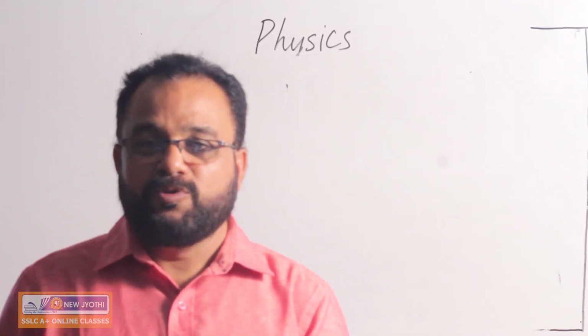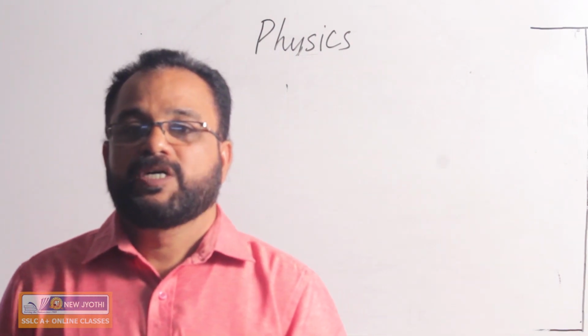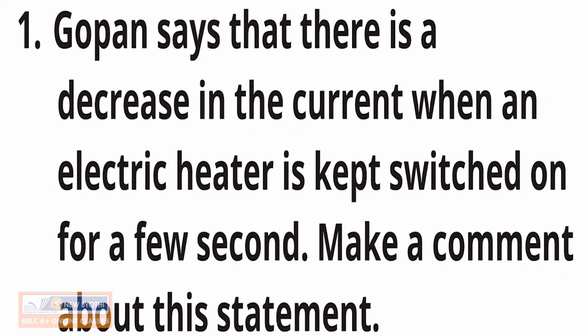Now I am going to give some questions which you can do at home. The first question, Goban says that there is a decrease in the current when an electric heater is kept switched on for a few seconds. Make a comment about these statements.